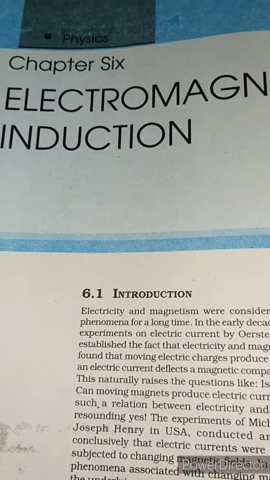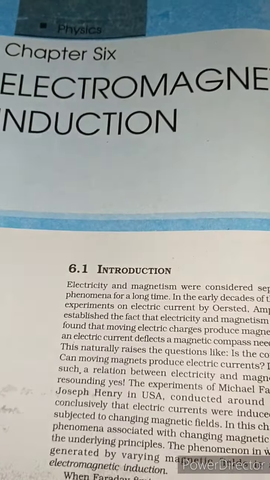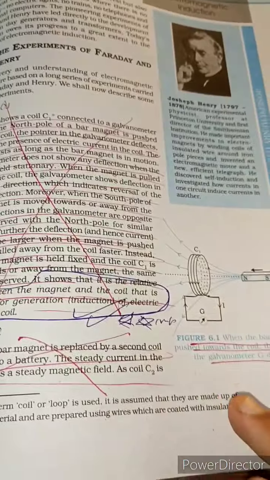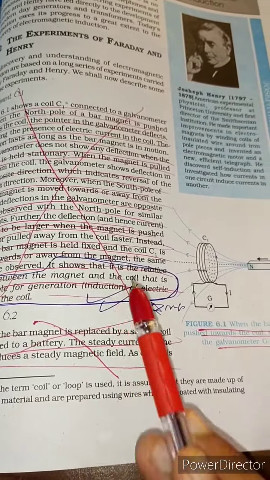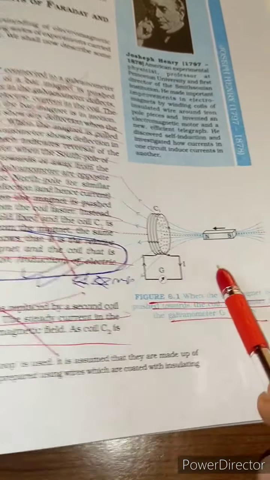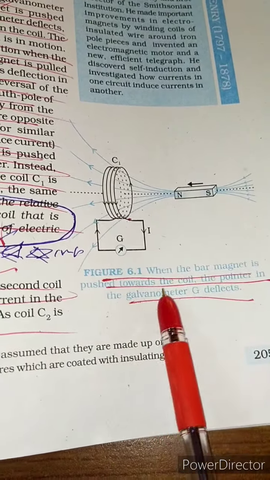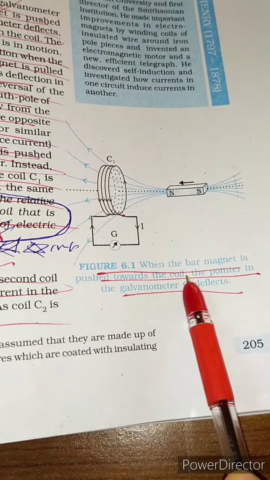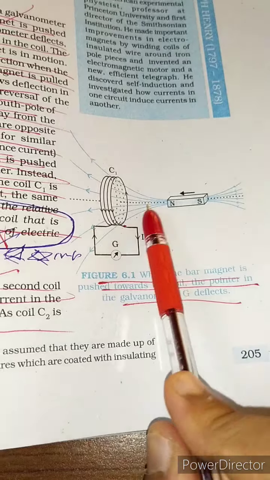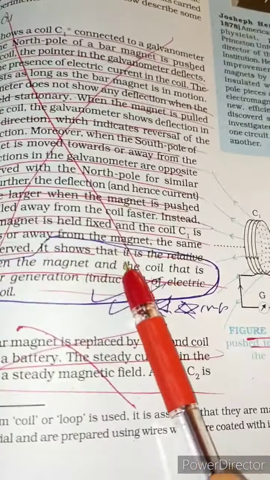Guys, now let's start the chapter electromagnetic induction. First of all, the introduction part is not required, and there are three experiments, and the first experiment explanation at present is not required. This is the experiment: when the bar magnet is pushed towards the coil, the pointer in the galvanometer G deflects. So what does this tell?